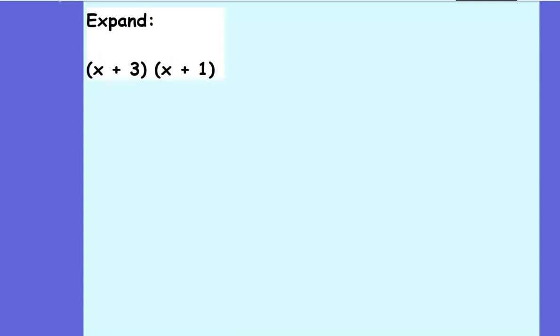We're going to start by recapping how to expand a double bracket. I've got x plus 3 and x plus 1, and I'm going to expand it. On your mini whiteboards, can you pause the video for 30 seconds and expand that bracket now, please?